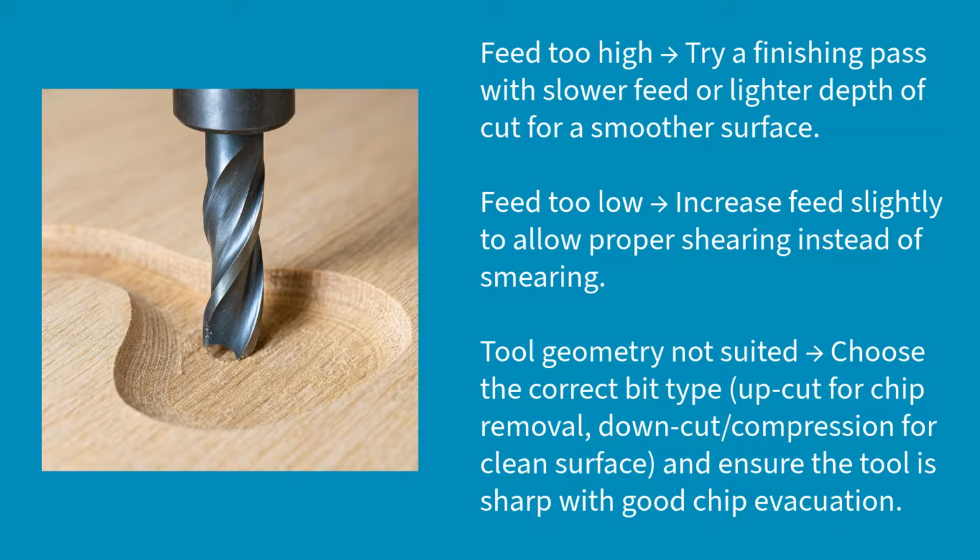And then finally, the other thing you'll see if your cut settings are off is maybe a poor surface finish. If your feed rate is too high, you'll see potentially a poor surface finish. Try a finishing pass at a lower feed rate and a lighter depth of cut for a smoother finish. If your feed rate is too low, try increasing the feed slightly to allow for proper shearing instead of smearing. And then your tool geometry is not suited. You want to make sure you're choosing the correct type of bit for what you're trying to do.